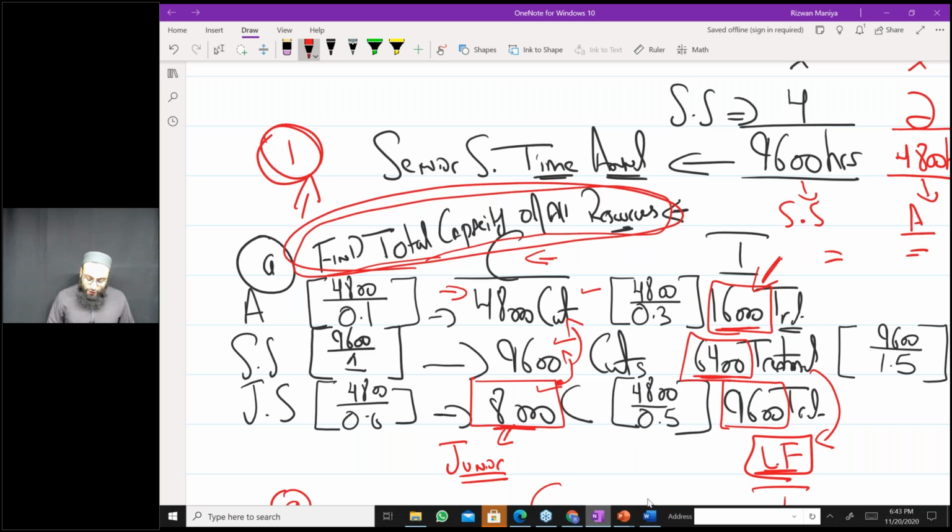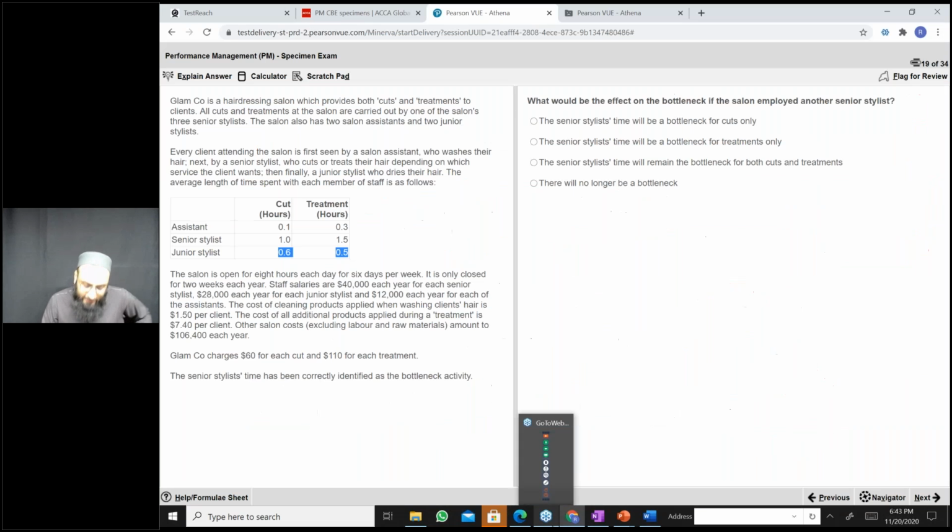Let's choose the correct option. And the option is, come on, tell me. Senior stylist time will remain bottleneck for both cuts and treatments? No. Senior stylist time will be bottleneck for treatments only? Yes. Superb. Now your concepts are good.